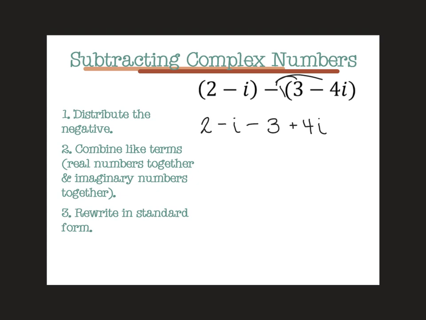From here, we combine like terms, so again, our real numbers can be combined and our imaginary numbers can be combined. When I combine like terms, I have 2 minus 3, which is -1. I have -i plus 4i, which is plus 3i. Just double check that it's written in standard form, which means all your real numbers come first and your imaginary numbers come second. And since this is already in the correct form, this problem's complete.